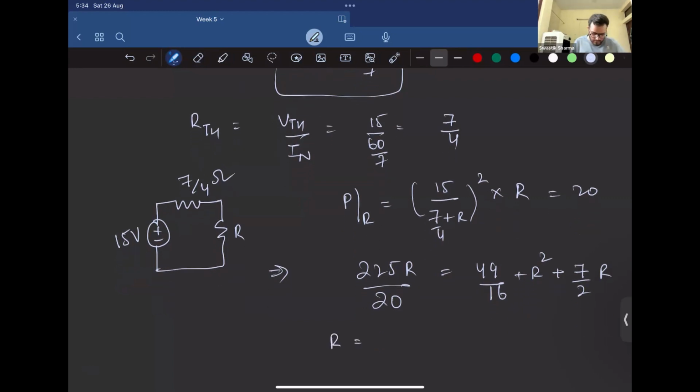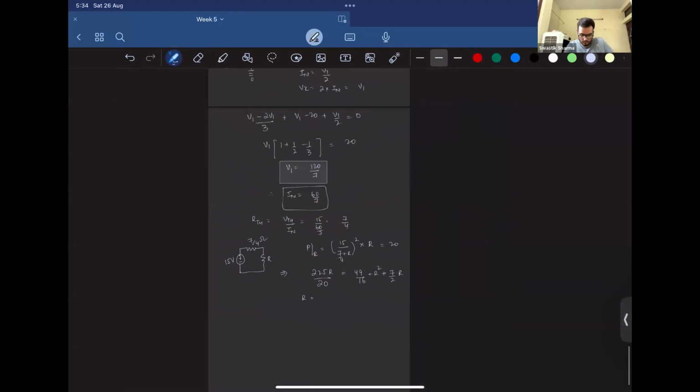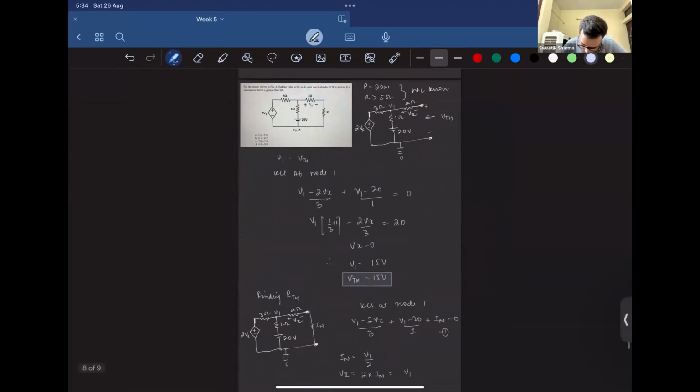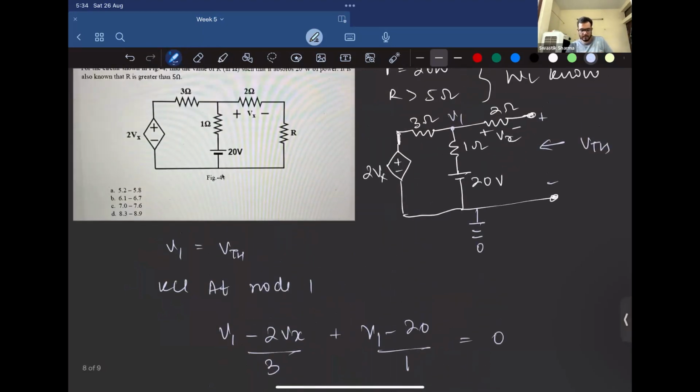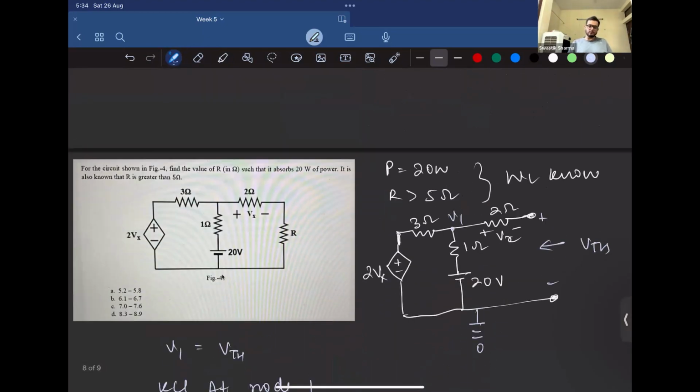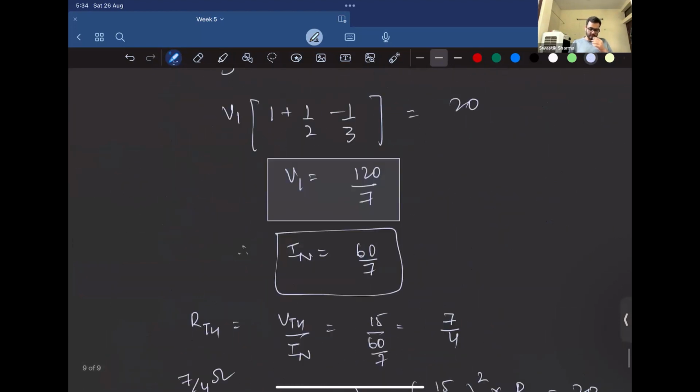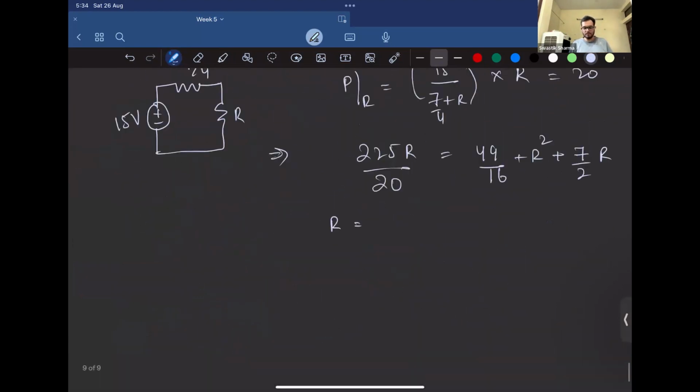So, let me know once you find the answer. Remember, R is greater than 5 ohms. It's an equation of order 2. So, there will be 2 R values. So, you have to negate one since you are already given R is greater than 5. Now, tell me, what did you get the value of R as?